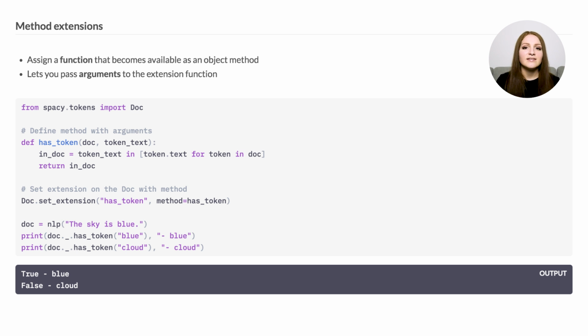Method extensions make the extension attribute a callable method. You can then pass one or more arguments to it and compute attribute values dynamically, for example, based on a certain argument or setting. In this example, the method function checks whether the doc contains a token with a given text. The first argument of the method is always the object itself, in this case the doc. It's passed in automatically when the method is called. All other function arguments will be arguments on the method extension, in this case token_text. Here, the custom ._.has_token method returns true for the word blue and false for the word cloud.